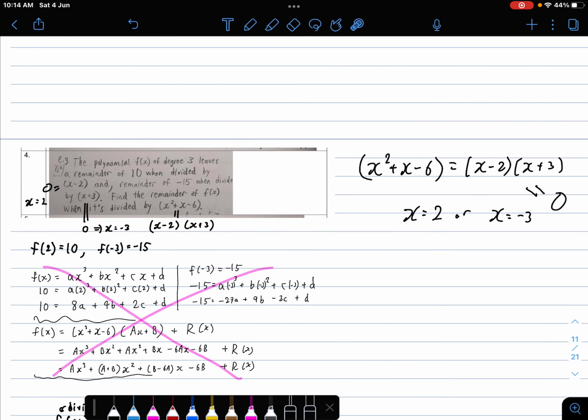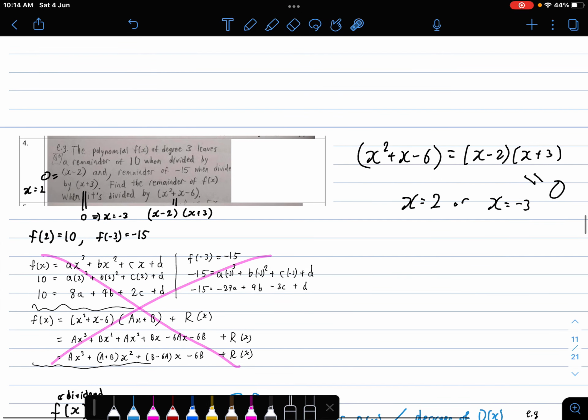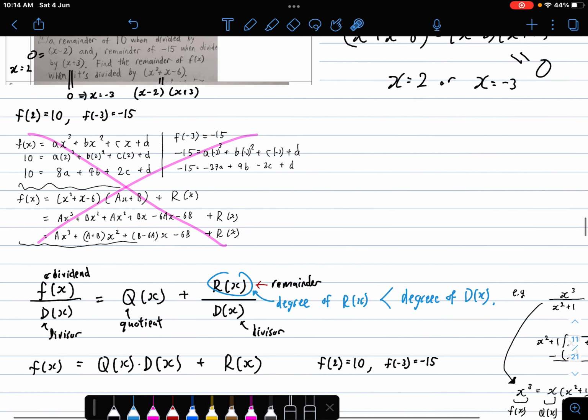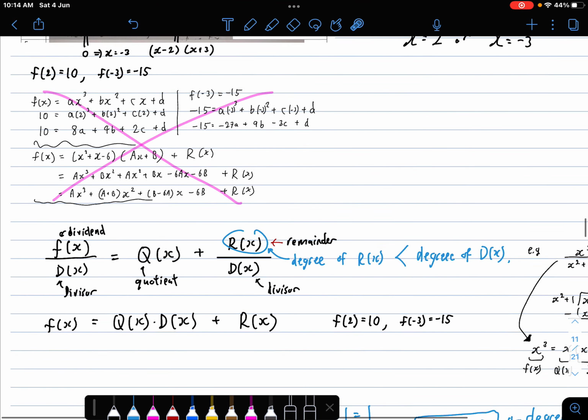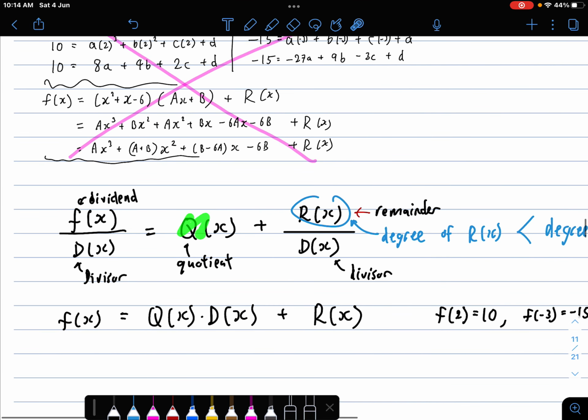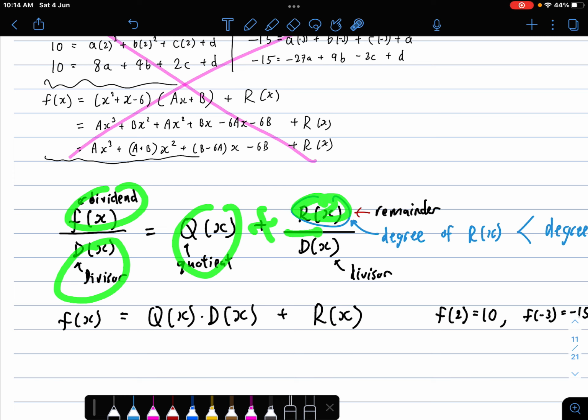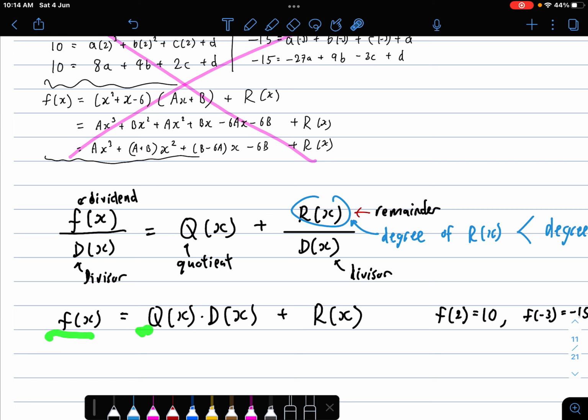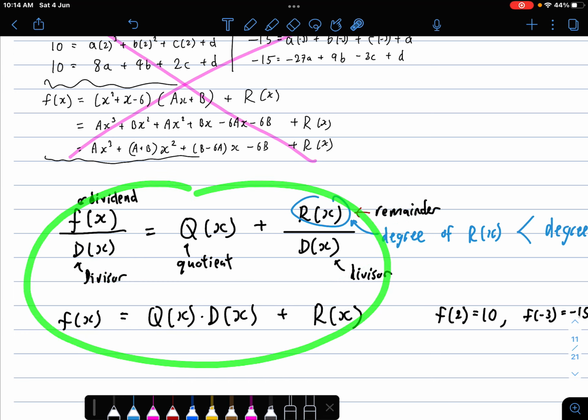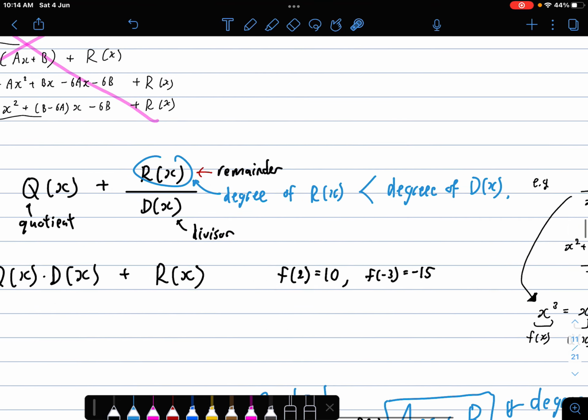It's not useful. What we need to know first before we can do this question is the division algorithm: f of x over d of x equals q of x plus r of x over d of x. The English names are dividend divided by divisor gives you quotient plus remainder over the divisor. Or if you multiply throughout by d of x, you get f of x equals q of x times d of x plus r of x. But in terms of notation, maybe this doesn't make sense, so we should go for an example.